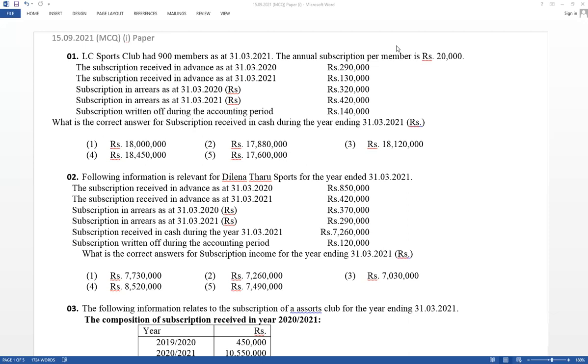What are the fundamental qualitative characteristics? Relevance and faithful representation. What are the enhancing qualitative characteristics?